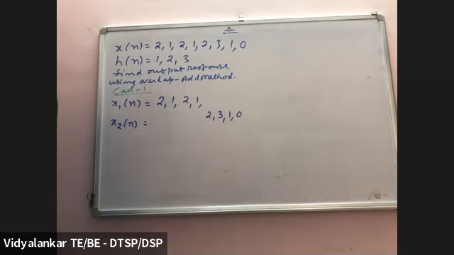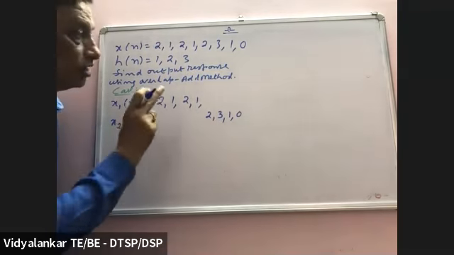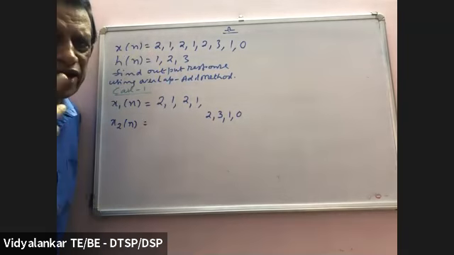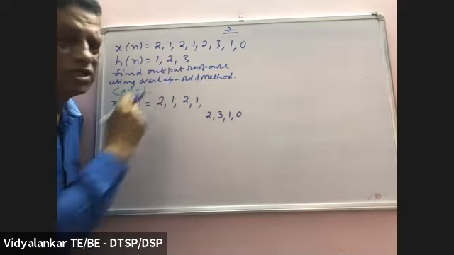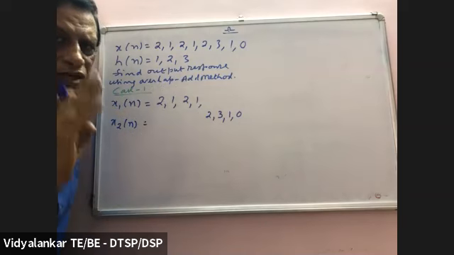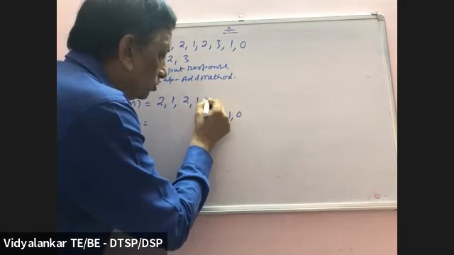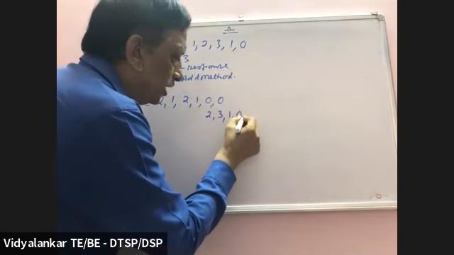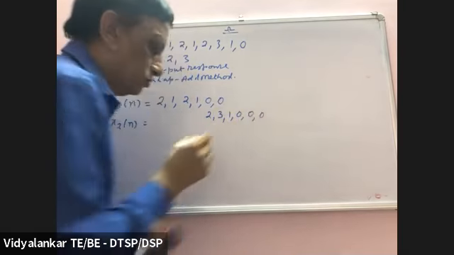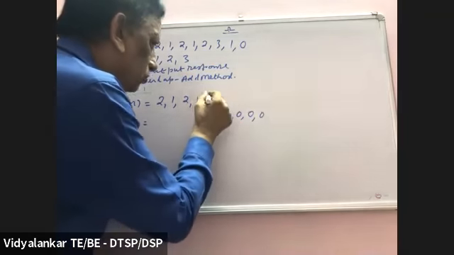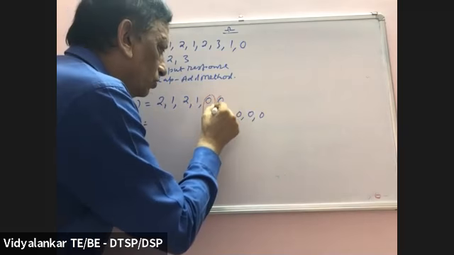Then the number of overlaps. Here all of you observe, the number of overlaps formula is: number of samples given in h of n minus 1. Here how many samples are given in h of n? 3. That means 2 overlaps we require. So I will add 2 zeros to both x1 and x2, so that between x1 and x2 of n we have 2 overlaps.